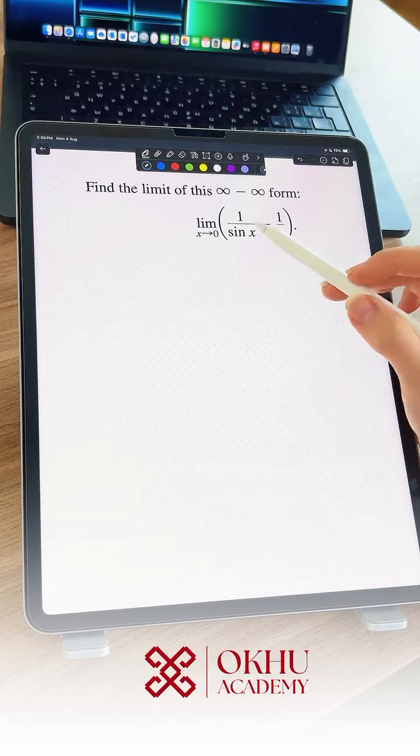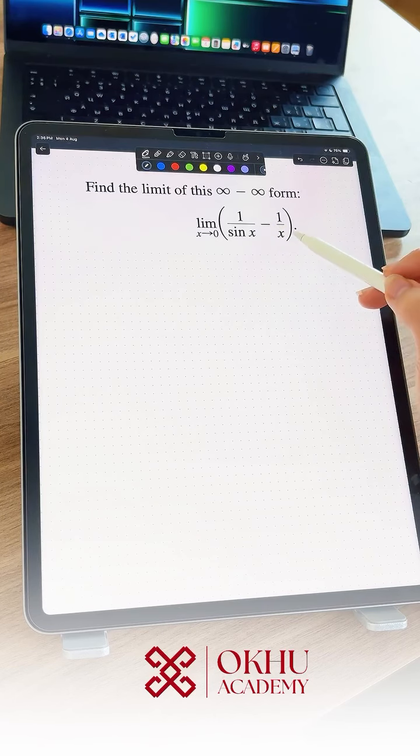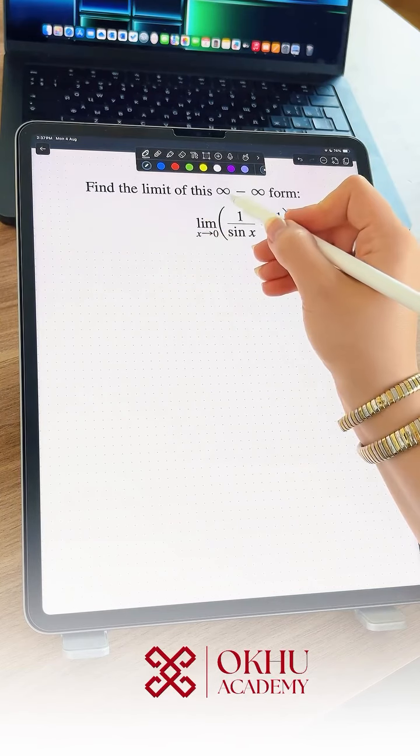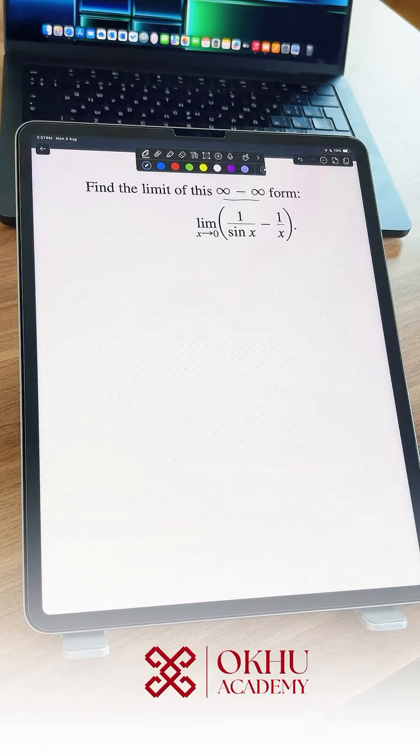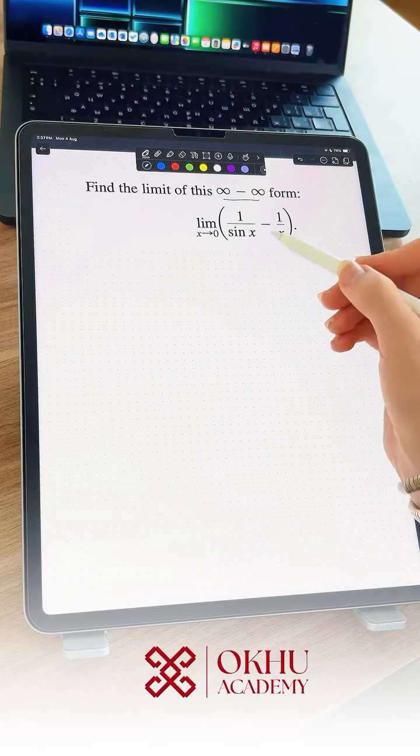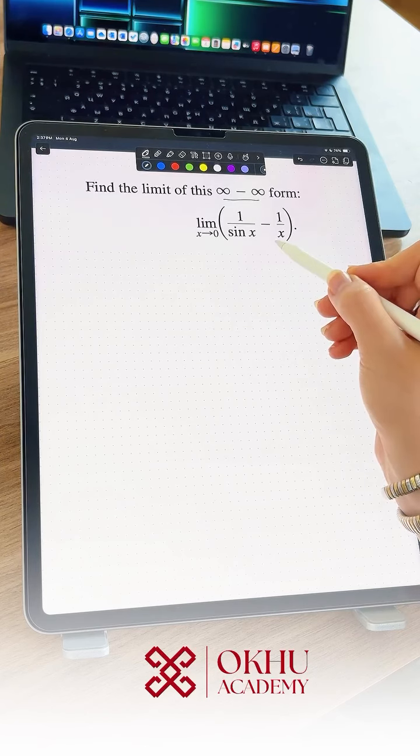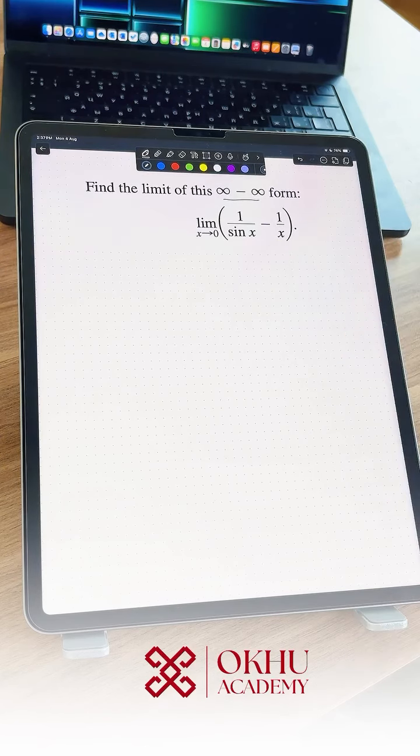If I just plug 0 instead of every single x in the expression, I will have infinity minus infinity, as given in the statement of the problem. But as we know, this is one of the indeterminate forms. In order to solve this kind of problem, as a first step, we have to define the common denominator for these two fractions.